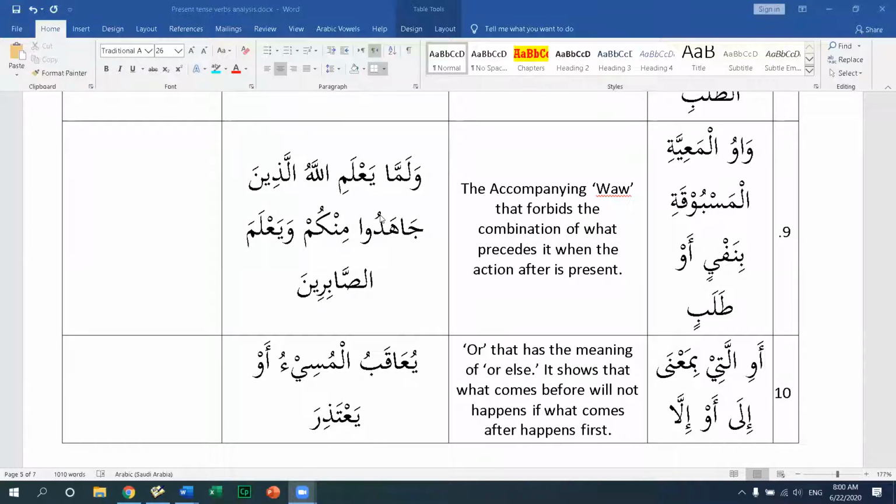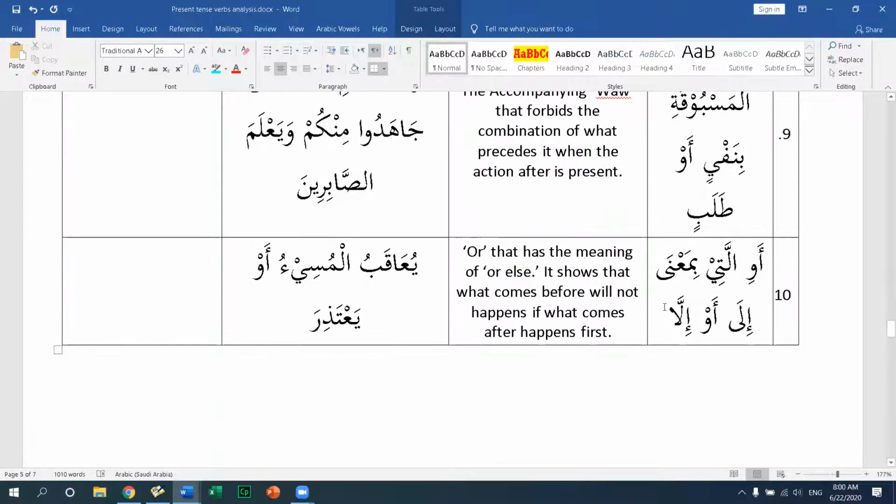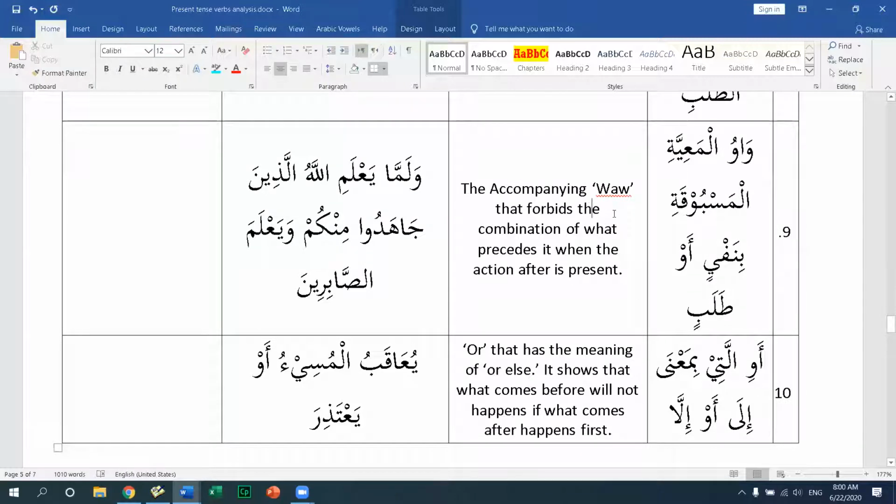So the ninth reason for the present tense verb to be mansub, or in a state of nasb, is waw. It's called waw al-ma'iyya. I call it the accompanying waw that forbids the combination of what precedes it. No, sorry. I didn't finish that. Waw al-ma'iyya that forbids the combination of two actions. So let me explain this. Allah says, let me actually take you to the verse.